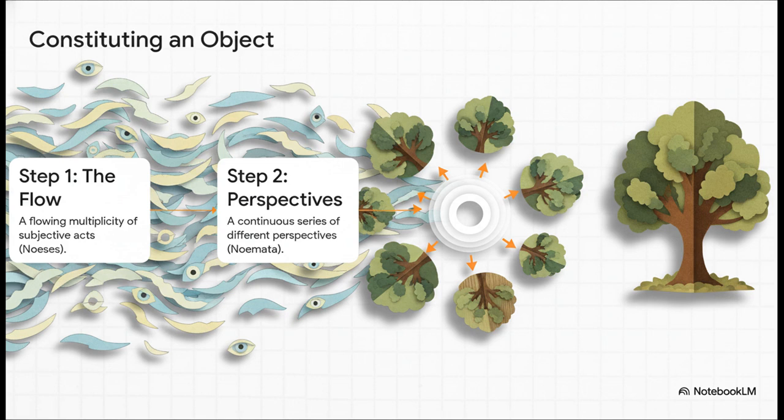And this slide just lays out that whole process perfectly. So, step 1, we have a constant flow of subjective acts, our noesis. Step 2, this flow generates a continuous series of different perspectives, the noemata. But, and here's the magic, our mind doesn't just see a chaotic slideshow of disconnected images. No, it actively synthesizes them, and in doing so, it creates a stable pole of identity, the one tree that we recognize as the same object over time.